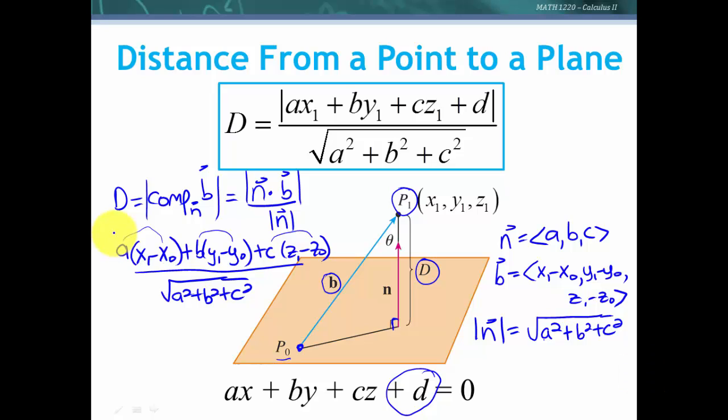We want the magnitude of this, or the absolute value. This is just going to be a number, so we're going to put absolute value signs on it. And here we have our ax1 plus by1 plus cz1 plus d, and then we've got our absolute value, dividing it by the magnitude. So given any point not on a plane, you can find the distance from the point to the plane with this formula.